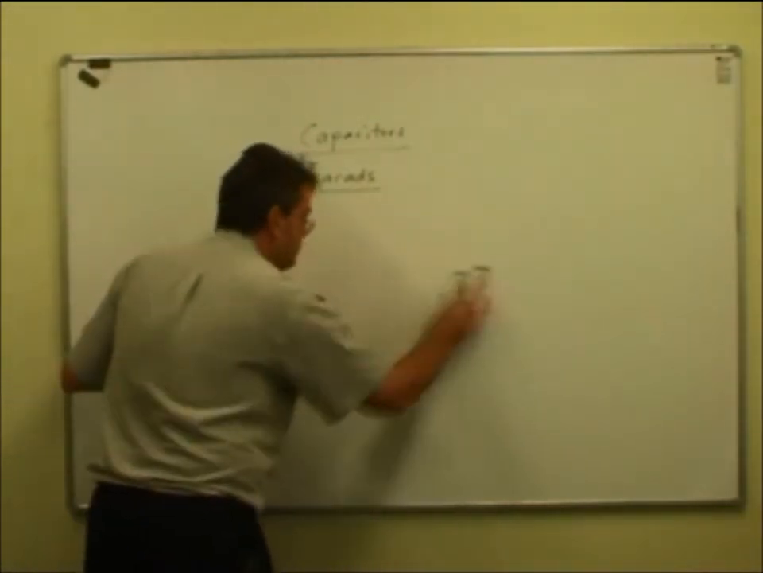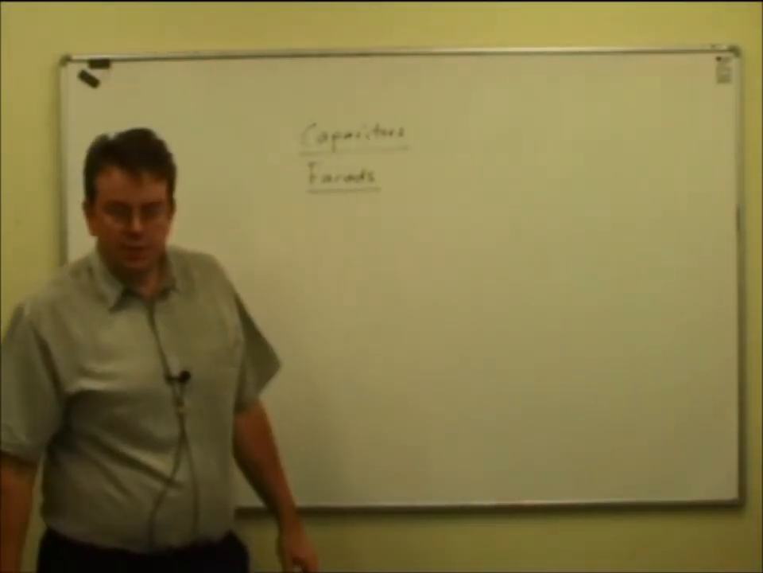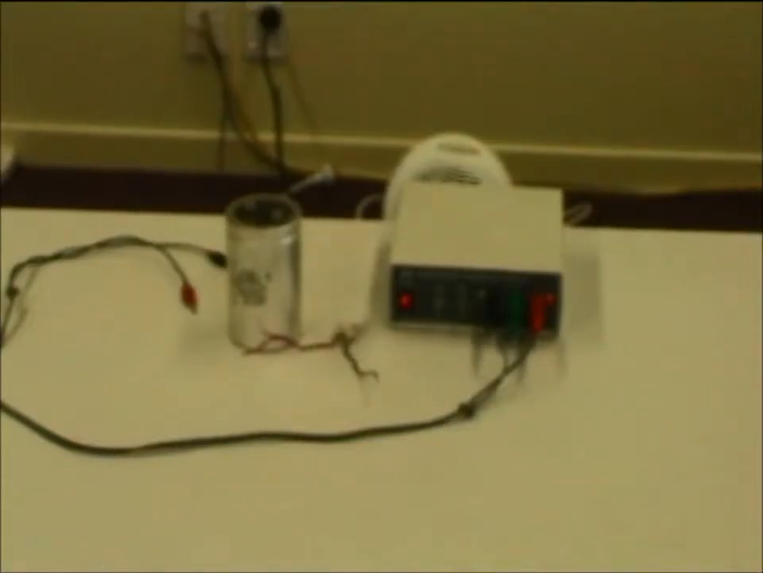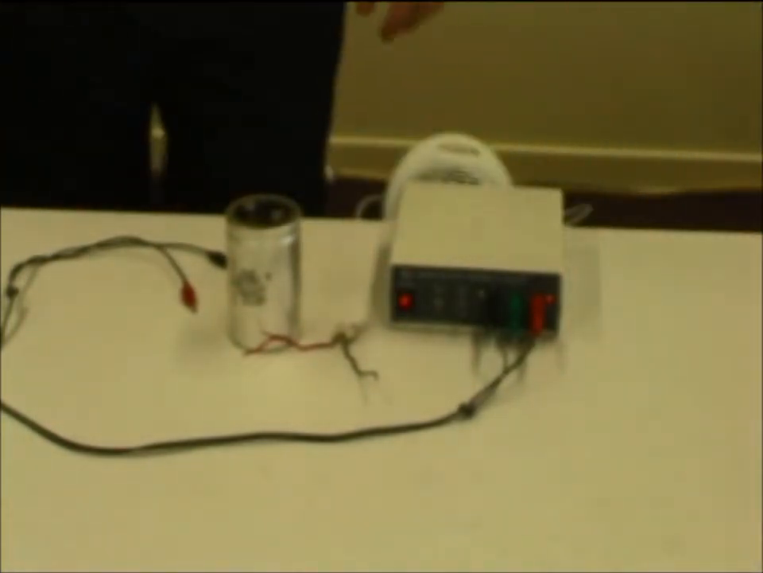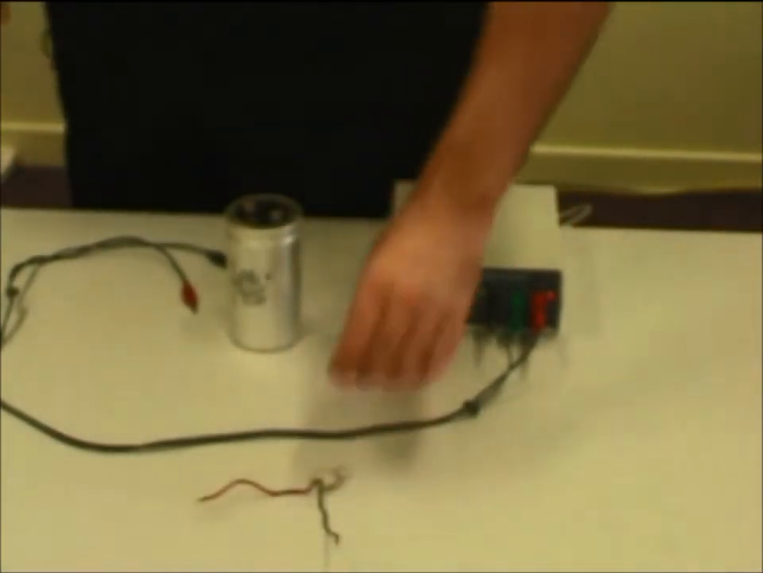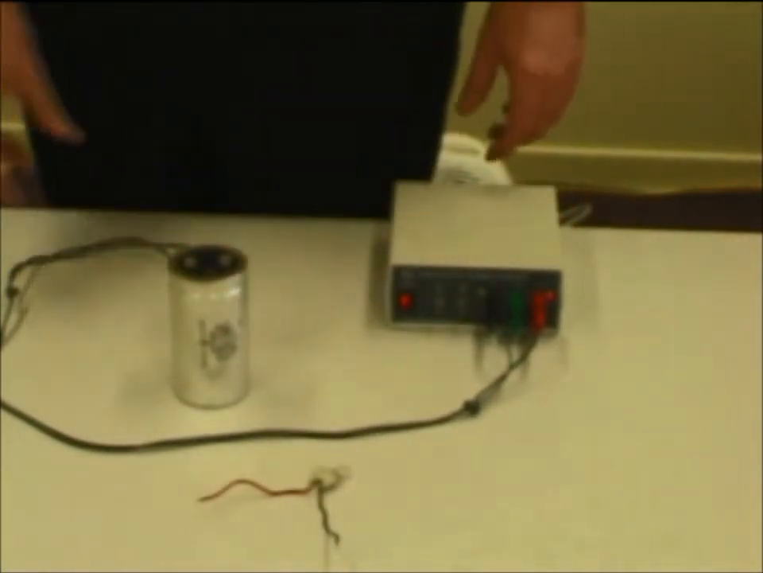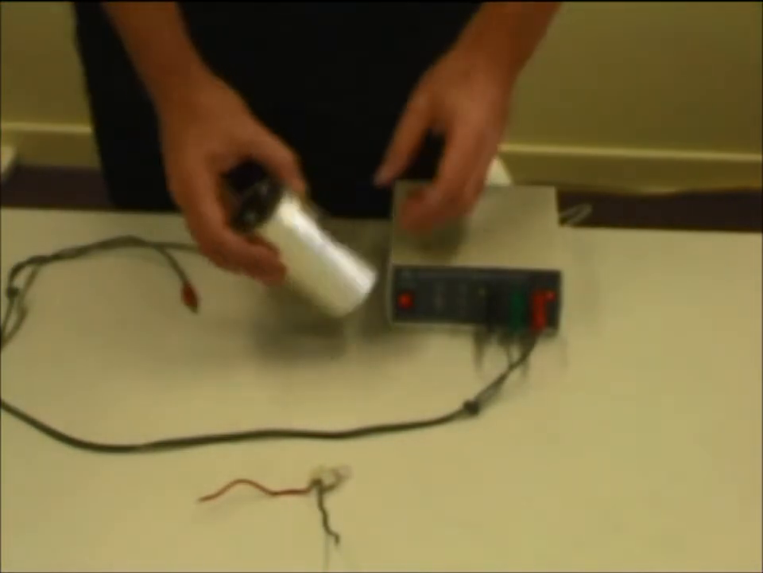Righty-ho. What I'll do is I'll just demonstrate the capacitor being charged and discharged. Then we'll talk about some... Right, what we have here is our trusty power supply for supplying a current, a light bulb, which we've seen before, and a fairly large electrolytic capacitor. This one's a bit of a monster.